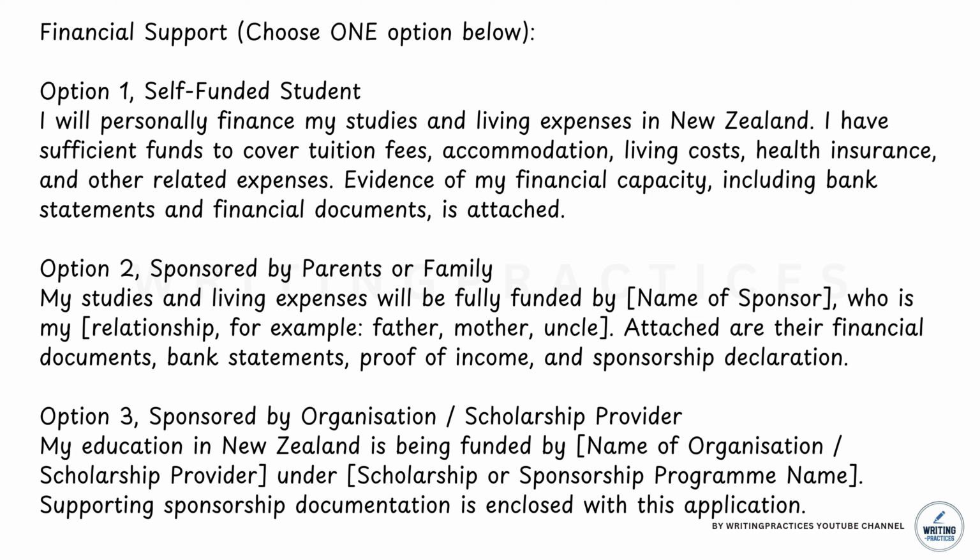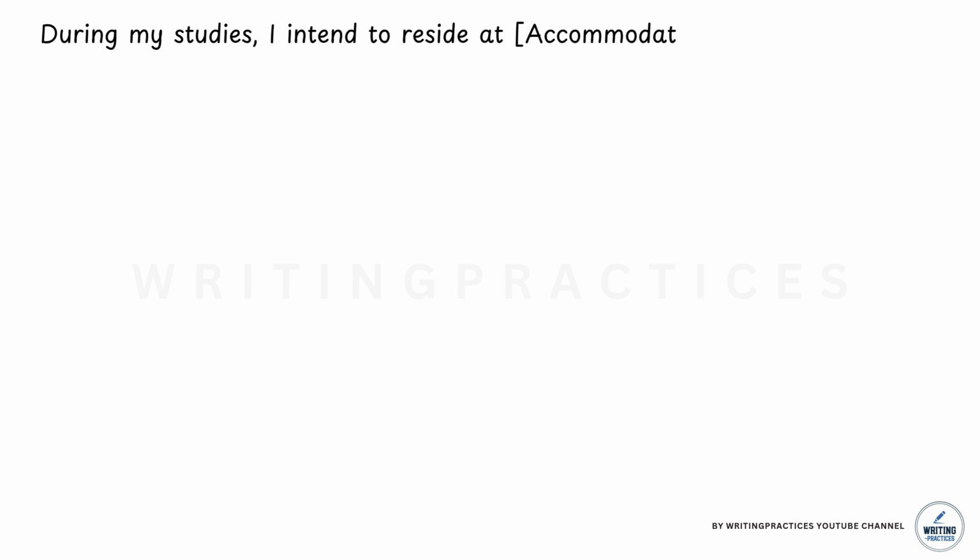If sponsored by organization or scholarship provider, write, "My education in New Zealand is being funded by the Commonwealth Scholarship Commission under the International Academic Excellence Scholarship Program. Supporting sponsorship documentation is enclosed with this application." This option applies if your education is funded by an official organization. You must include formal sponsorship documentation.